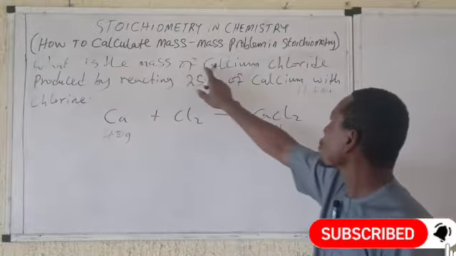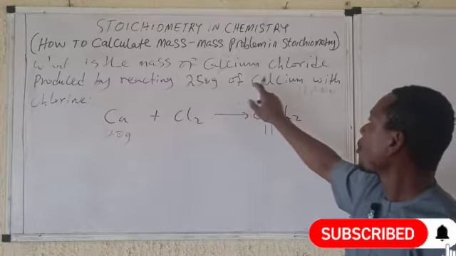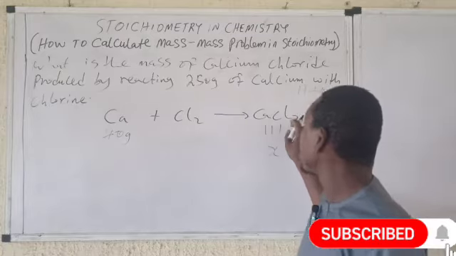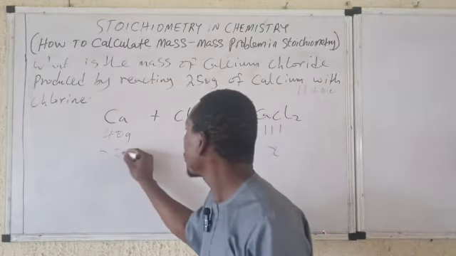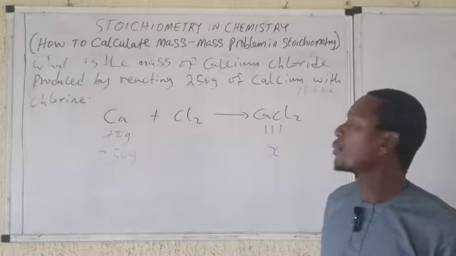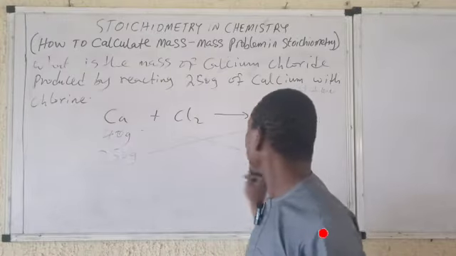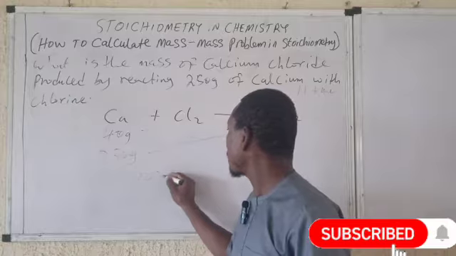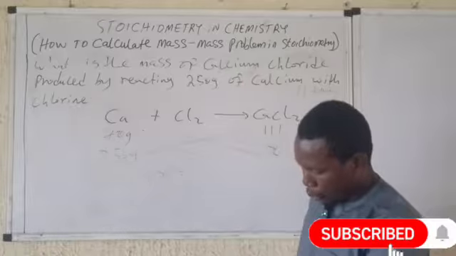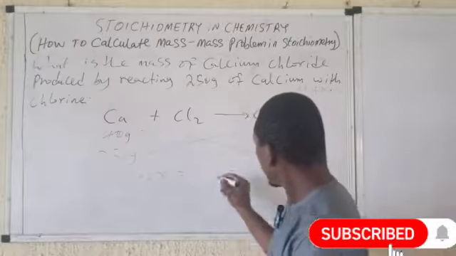What are we calculating? The mass of calcium chloride produced by reacting 250 grams of calcium. So what mass will be produced? What mass of calcium chloride will be produced by reacting with 250 grams of calcium? It's simple. What you have been doing, just cross multiply and look for x, which definitely is 40 times x. 40x is equal to this times this. Now have 111 times 250.